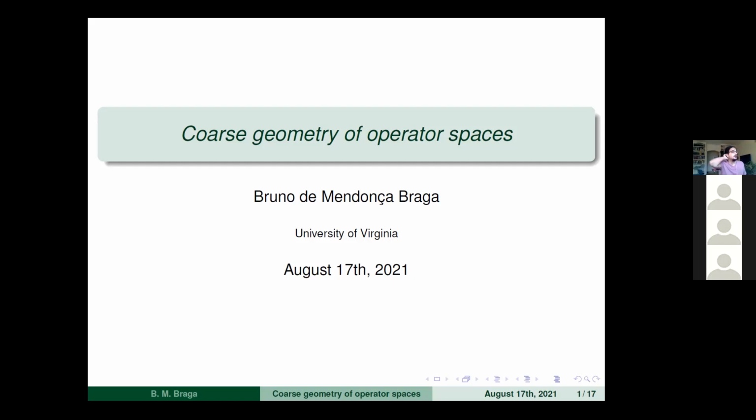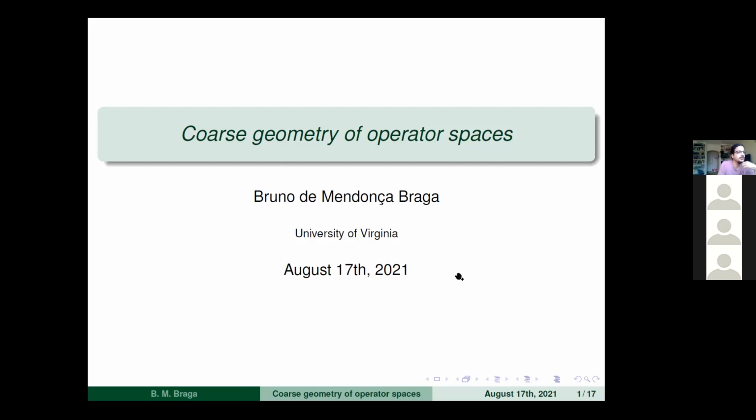Just recalling the basics, and by the basics, I pretty much mean the definition of operator spaces. Then I'm going to talk a little bit about coarse geometry, just mentioning what are the kinds of embeddings and equivalences that coarse geometry looks at. And then I want to talk about how to try to mix those two things together.